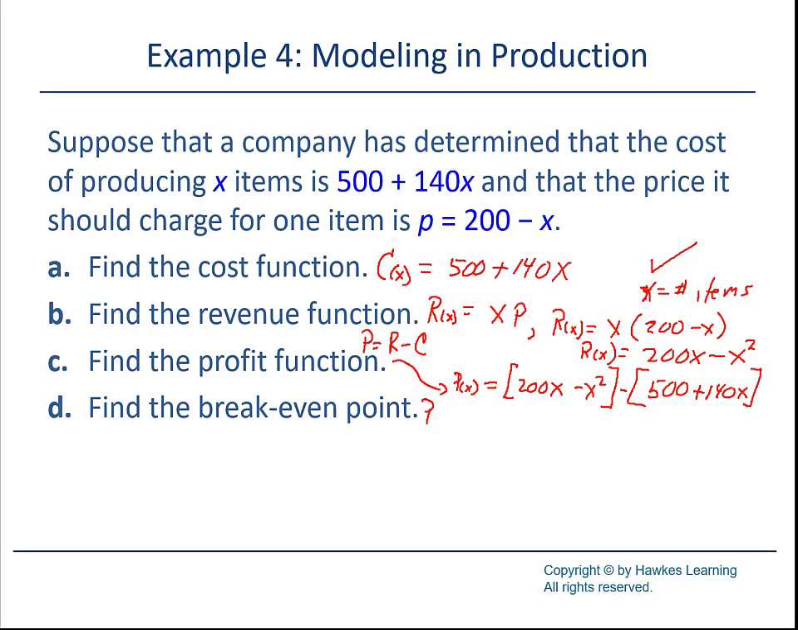Let's see what that really is. Profit function equals, so simplifying, we've got 200x minus x squared minus 500 minus 140x. So if we put these in our typical order of minus x squared plus 60x minus 500, and that is our profit function.